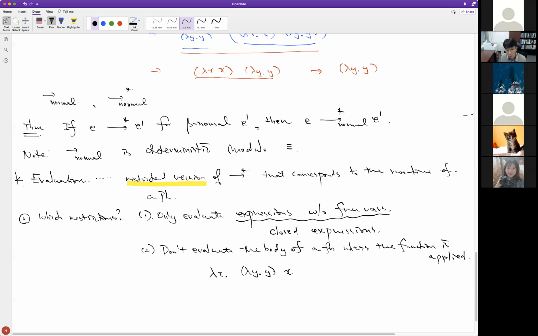According to the contraction or reduction relation, we can contract this to lambda x dot x by reducing the beta redex inside the body of the lambda, even though the outermost procedure is not applied anywhere. That's not what really happens in typical programming languages. You are defining a procedure, and unless that procedure is applied to something, what's written inside the procedure will never get evaluated. So this is another aspect of the runtime system of programming languages.